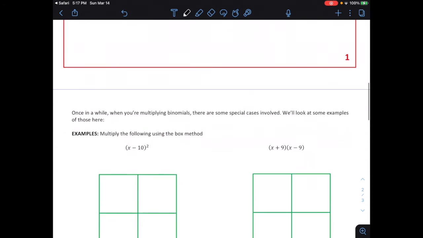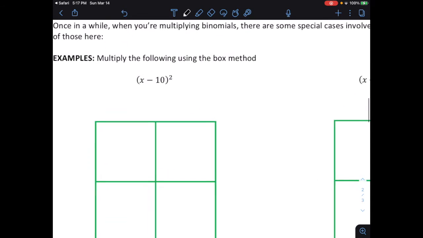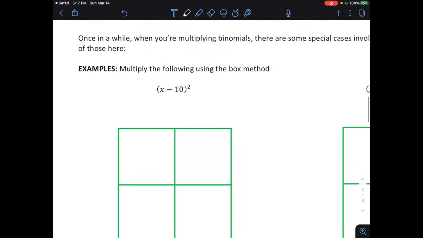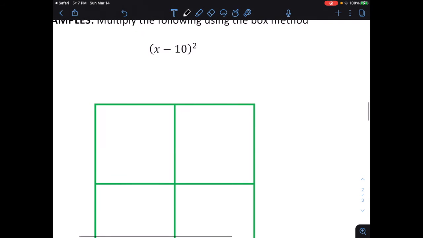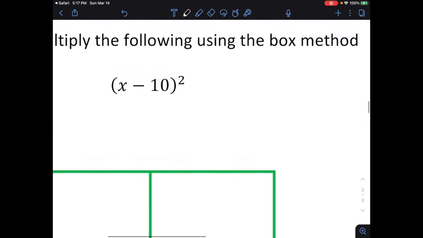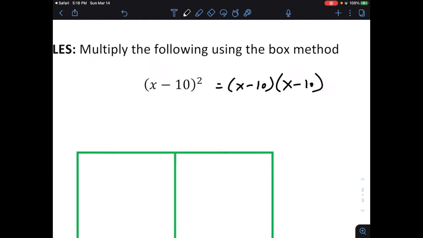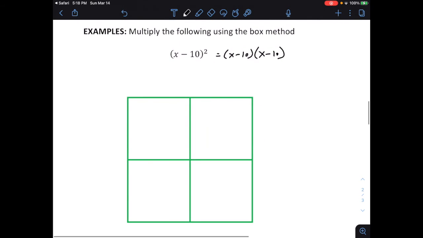All right, the special cases that we want to talk about are, the first one is when we have a binomial with an exponent of 2 on the outside. So when we have something that looks like that, what this actually means is that binomial times itself. So we are going to write this as x minus 10 times x minus 10. Okay, so the exponent of a 2 means we multiply something by itself. So we're just going to multiply the same binomial together. So we have x and negative 10, and then we have x and negative 10.